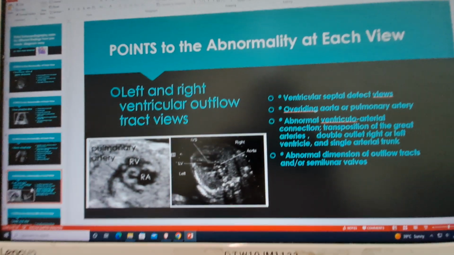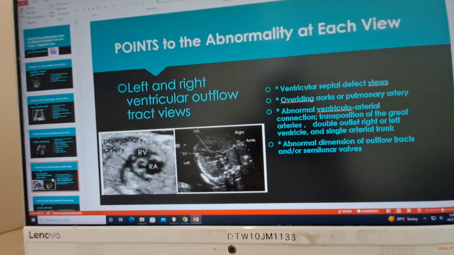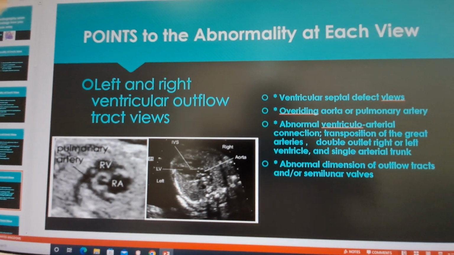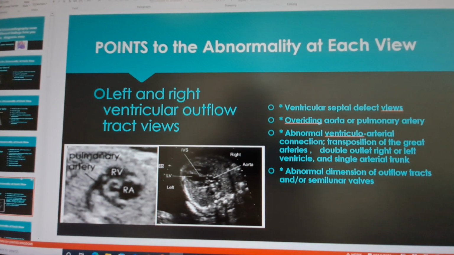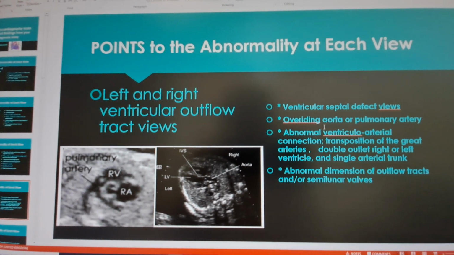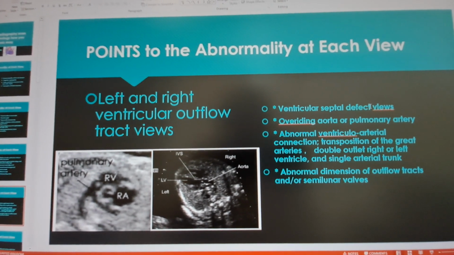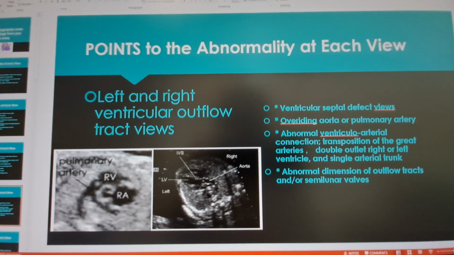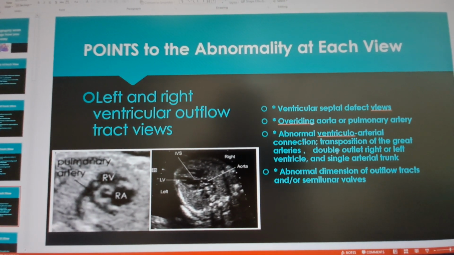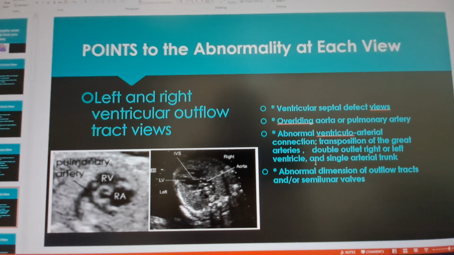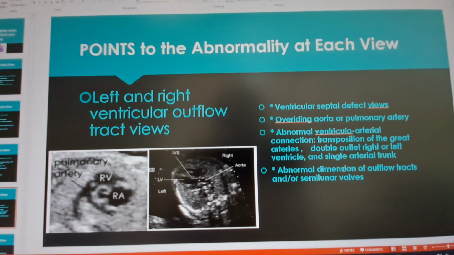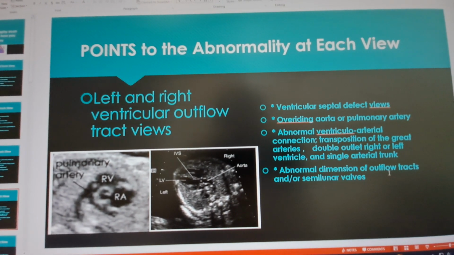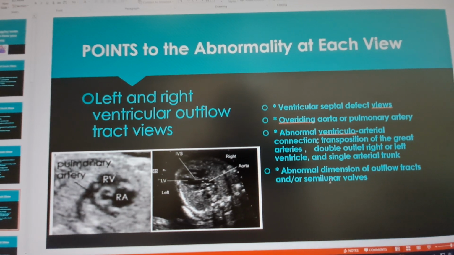Now the right and left ventricular outflows, you can see both. What are the findings? Ventricular septal defect, overriding of the aorta or pulmonary artery, abnormal ventriculoarterial connection, transposition of the great vessels, double outlet right or left ventricle, or a single arterial trunk or single outlet, abnormal dimensions of the outflows, or a semilunar valve with only one valve.